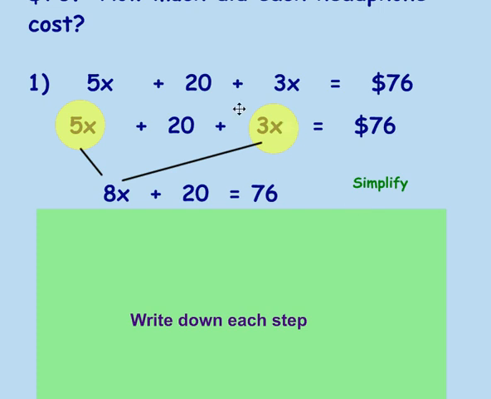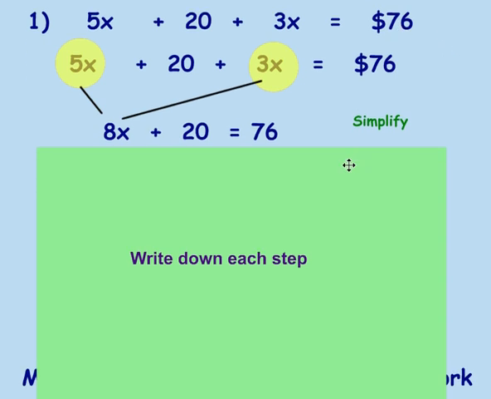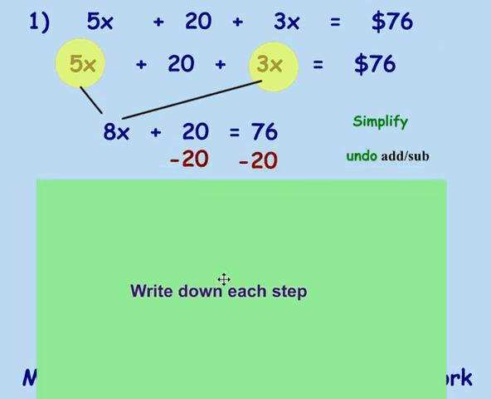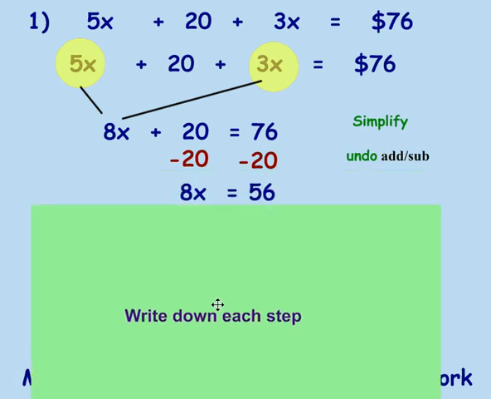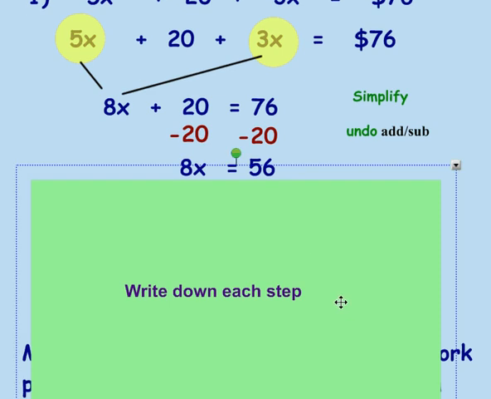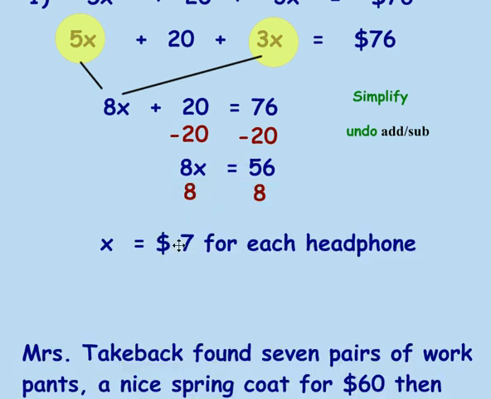This is our only new step. So simplify it first. So combine anything that's on the left-hand side together. If there was anything on the right-hand side, you would simplify that too. And then it just becomes a review. You subtract 20. You're going to get 8x equals 56. Since this is multiplication, the opposite is division. So you're going to find out that $7 is the cost for each headphone.